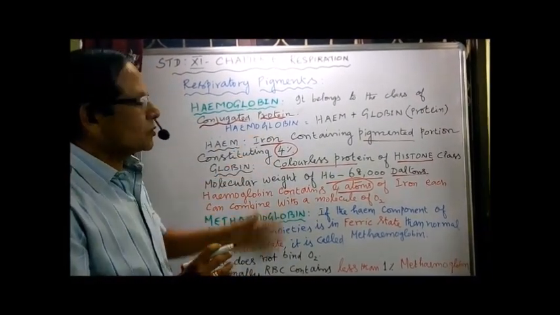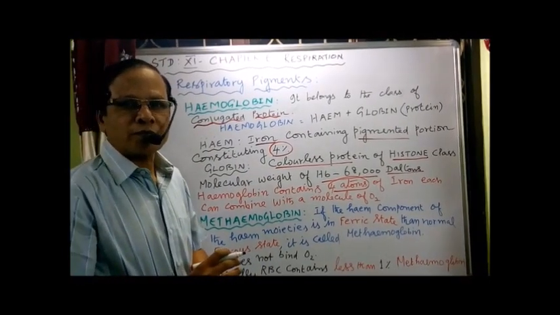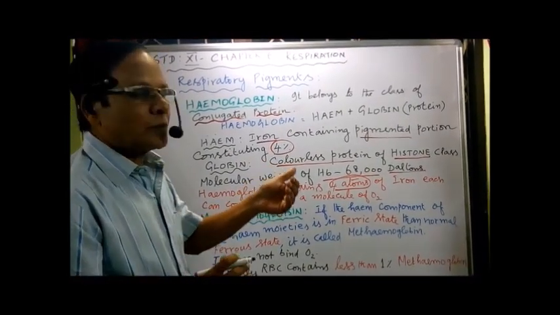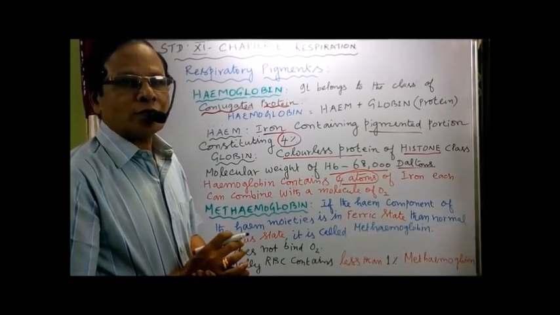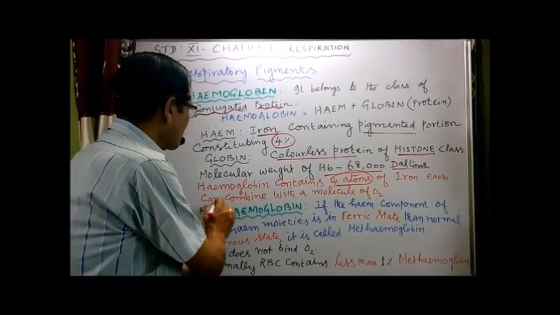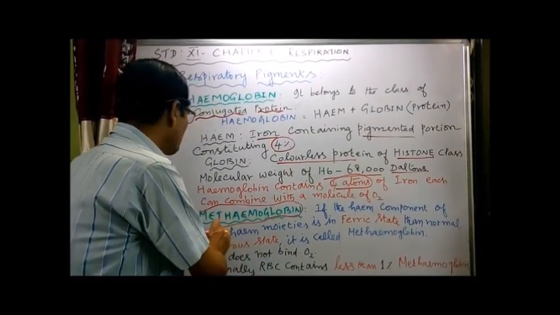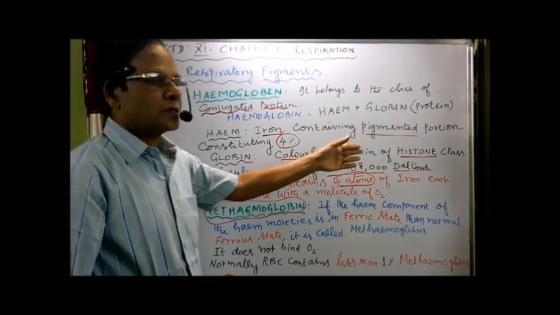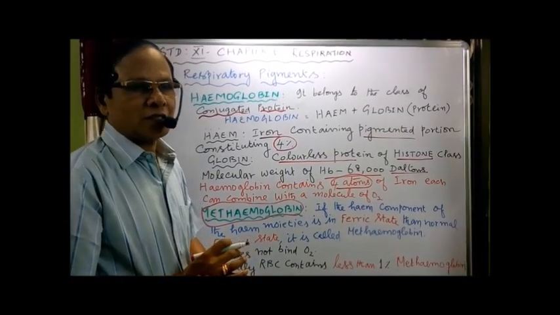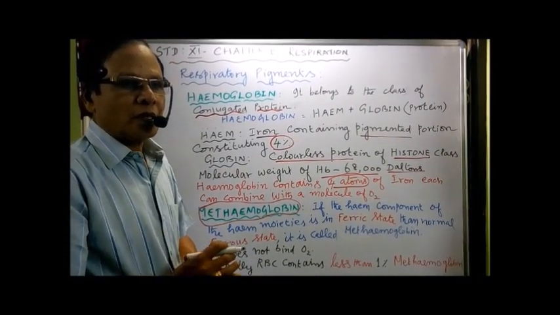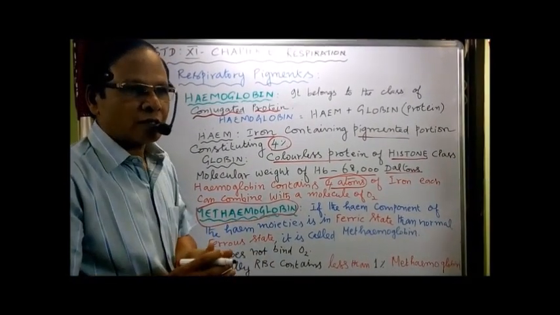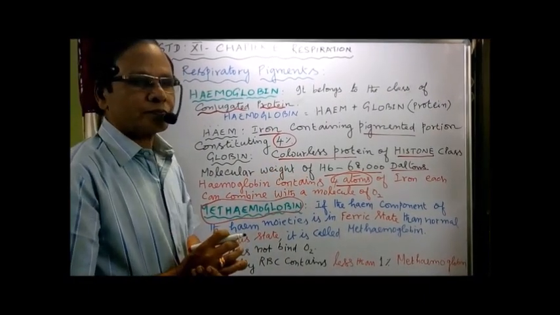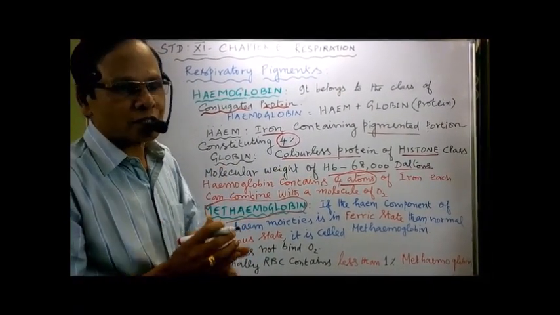Now this is the main hemoglobin. Sometimes less than 1% of hemoglobin is found in the form of abnormal hemoglobin. This abnormal hemoglobin is called methemoglobin. Normally the iron present in the heme part is in the ferrous state in normal hemoglobin. If that iron is in the ferric state, then it's called methemoglobin. This is because of oxidation.